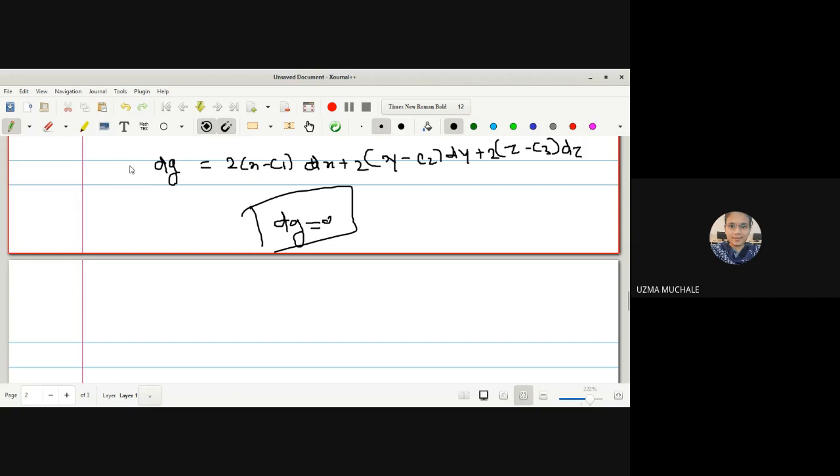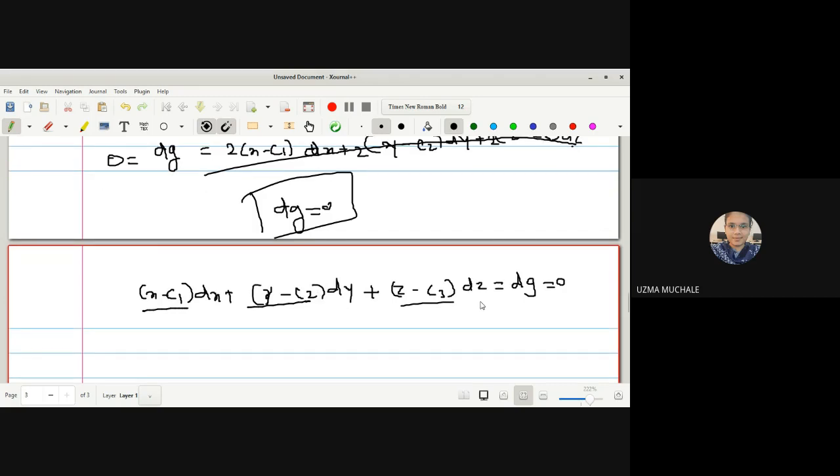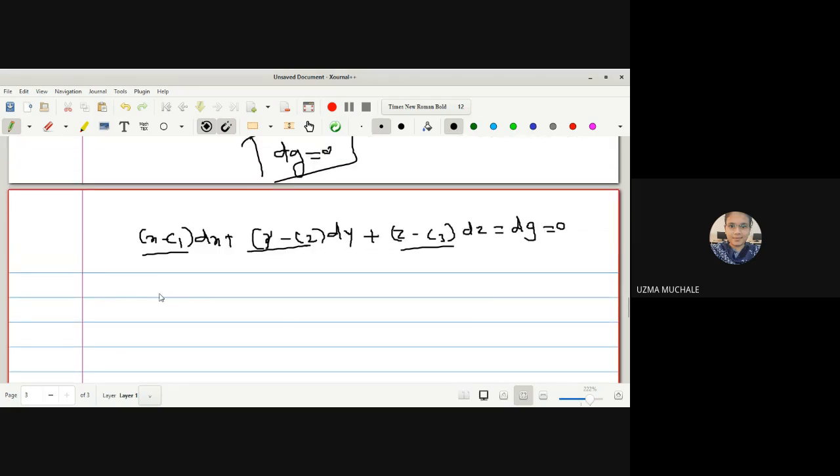When will this whole term, this whole equation, be equal to 0? Let me eliminate 2. So I can write this as x minus c1 dx plus y minus c2 dy plus z minus c3 dz equal to dg. This whole term becomes 0 when all the variables, x minus c1, y minus c2 and z minus c3, are all equal to 0. Yes or no? Yes, ma'am. So dg equals 0 when the coefficients of dx, dy, dz are all 0 simultaneously.